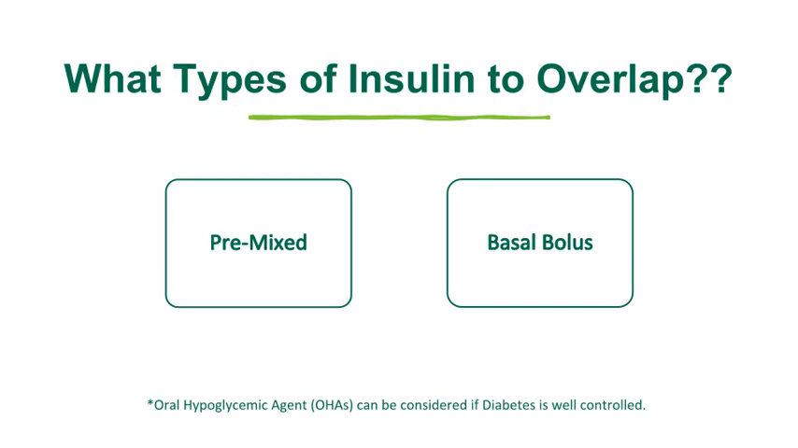Most of the time, intravenous insulin infusion is switched to subcutaneous premixed insulin or basal bolus insulin. However, if the patient's diabetes has been well controlled, we can consider overlapping with oral hypoglycemic agents instead.